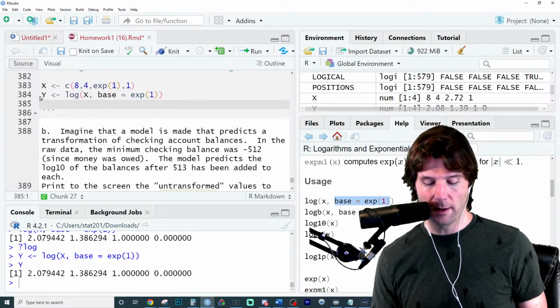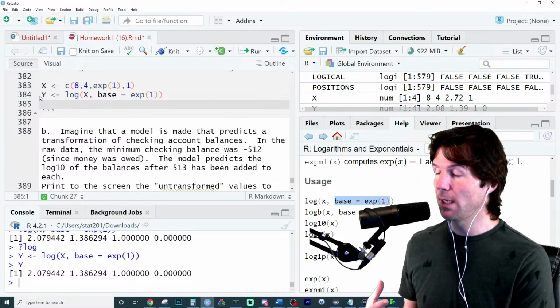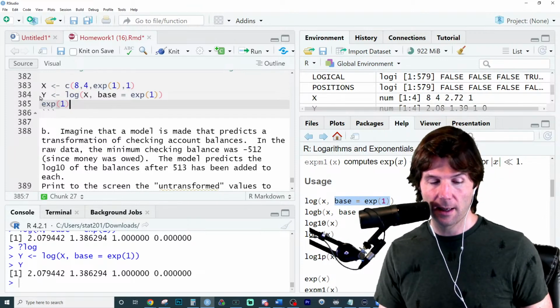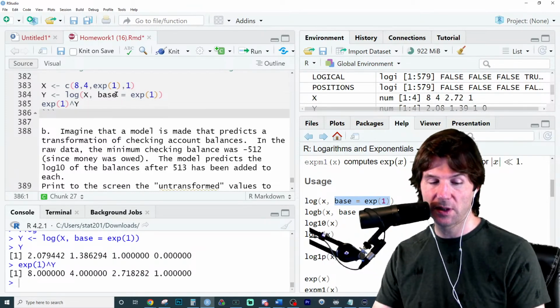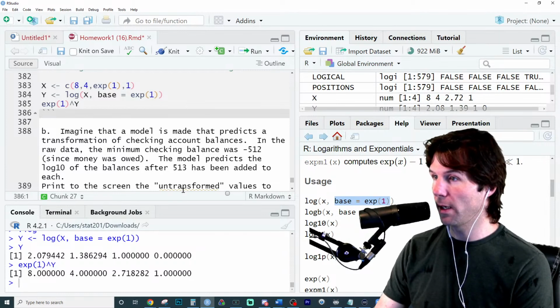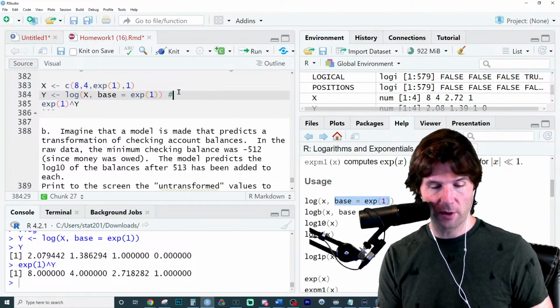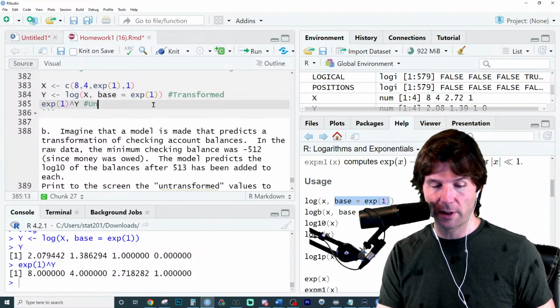The way to untransform something that's been logged is to take the base of the log, which was base e, and raise it to the values. And you'll notice right here, watch, we get 8, 4, 2.7182, and then 1. So we get the original values. This is the transformation done by the model, transformed, and this is the untransformed.